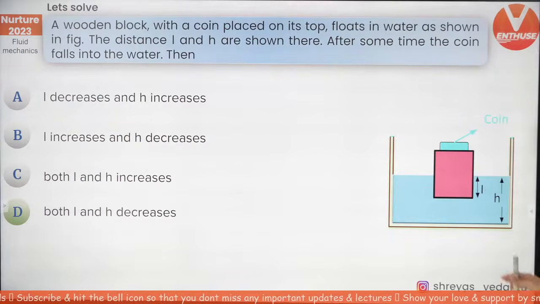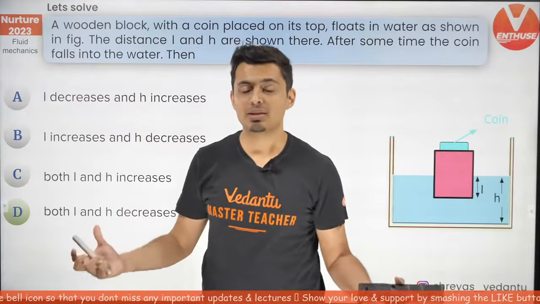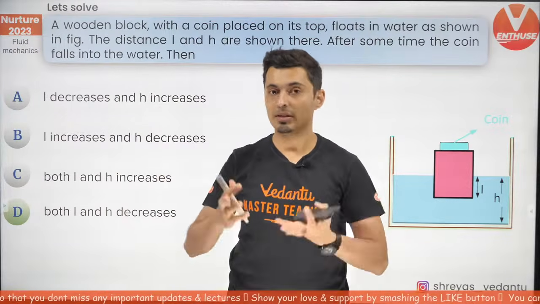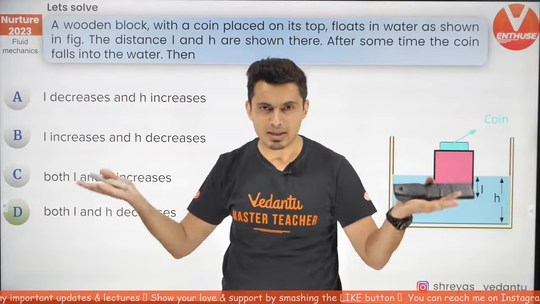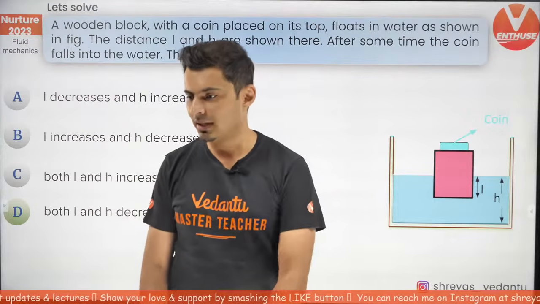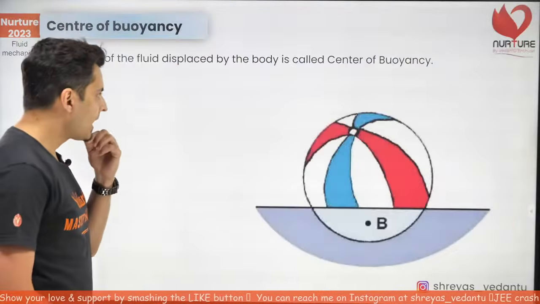Okay, beautiful question. So the idea was when the coin falls down, the buoyant force is not sufficient because the displaced fluid is not sufficient. So you have not displaced enough fluid, so the level has gone down. Got it. Perfecto. Moving ahead to the next one.